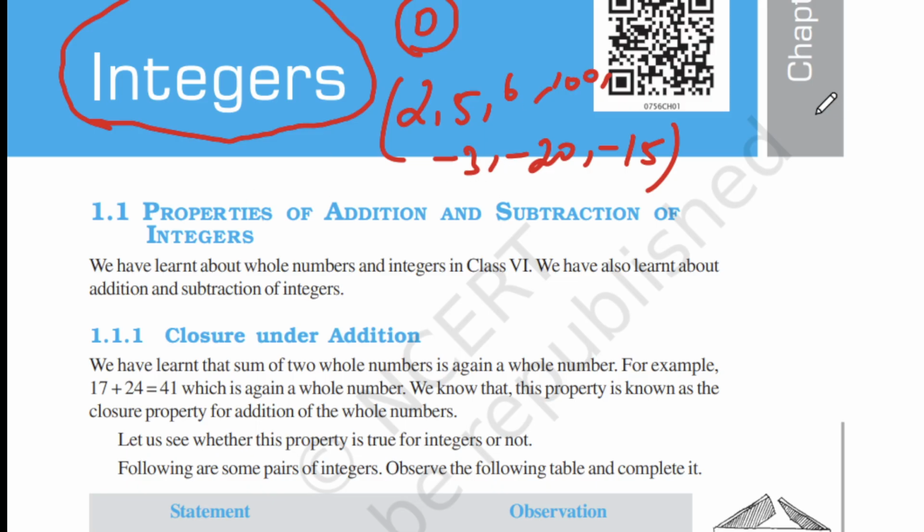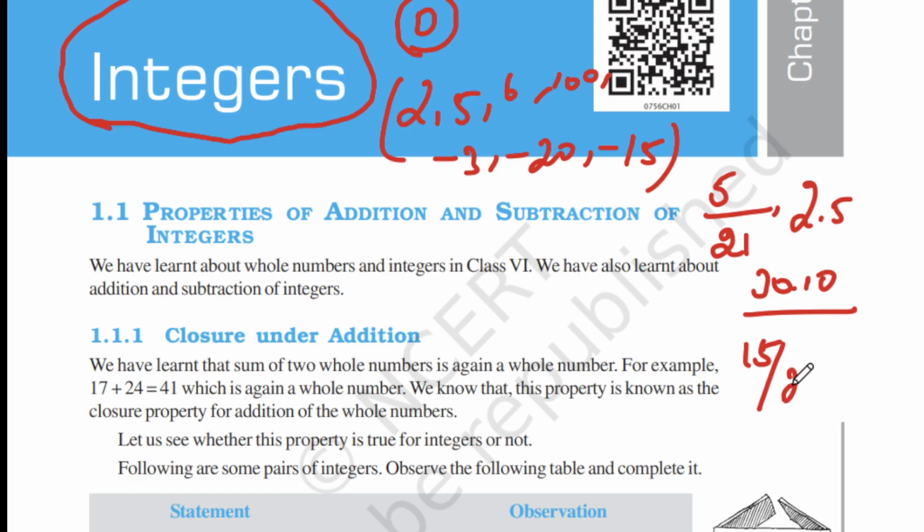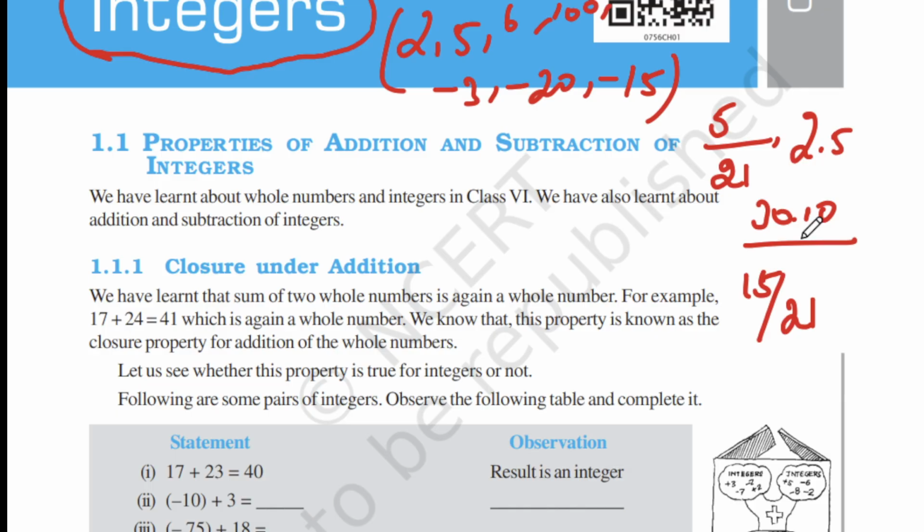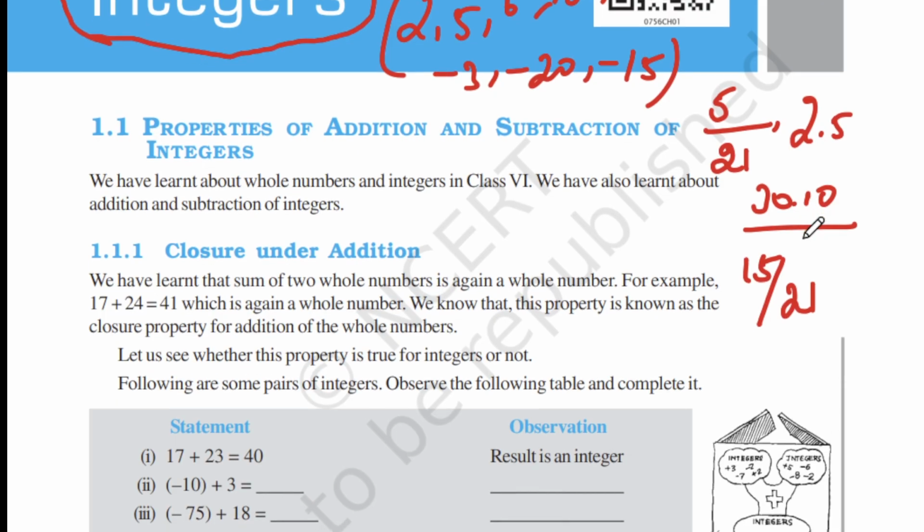For example, fractions like 5 by 21, or decimals like 2.5 or 30.10, or another fraction, 15 by 21. So these fractions and decimals are not integers. Okay, so you have to understand an integer is any number including 0, positive numbers and negative numbers. It can never be a fraction or a decimal.